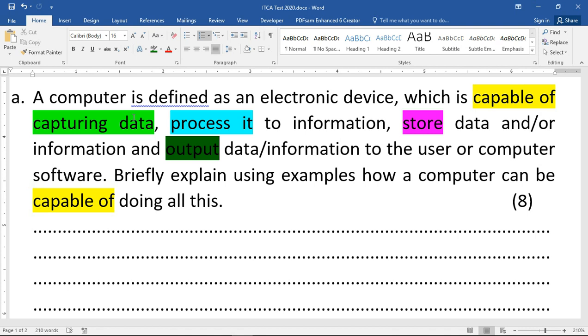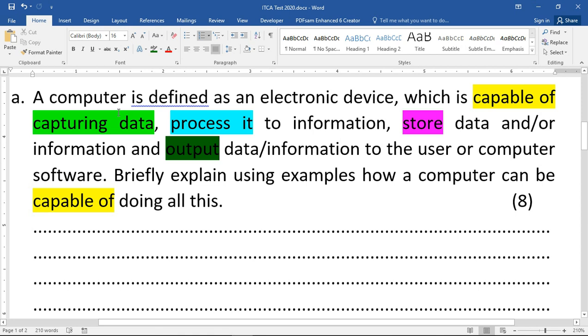For example, we can enter values into the computer using a keyboard. After entering those values, we need to add them, and then the processor does the additions, the mathematical calculations, through the use of the arithmetic logic unit.